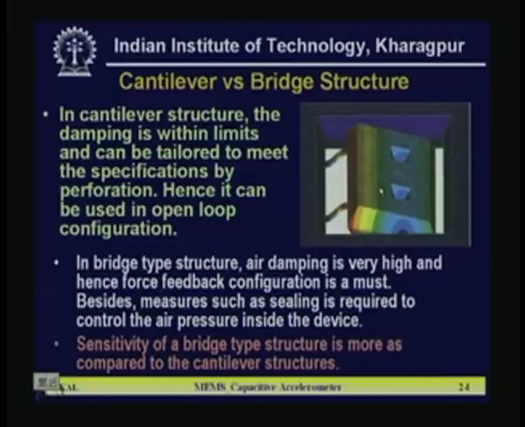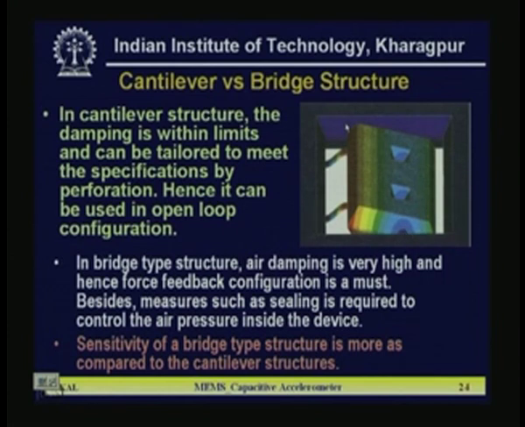Now, next is how a structure with perforation looks. One picture shown is basically the bridge type, cantilever type with two flexures and a hole made in the center. It also shows how it moves with acceleration, the movement along the Z direction. That is basically the structure with perforation.